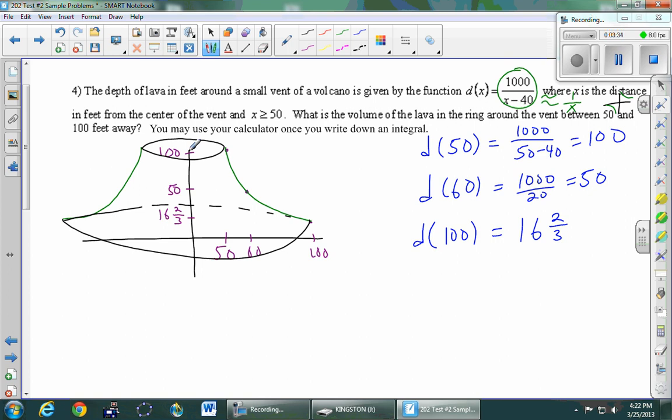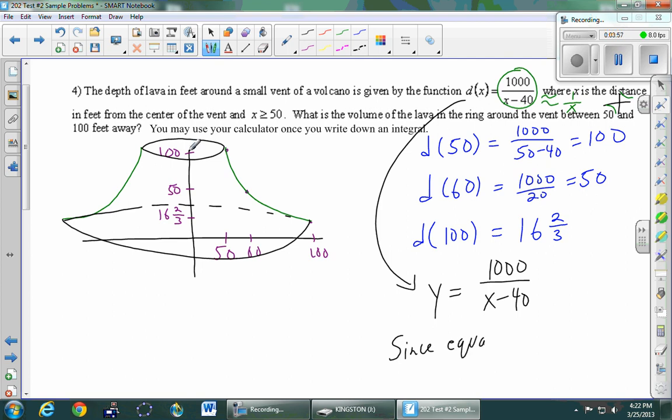So the next thing I want to do is point out that this equation is of the form y equals something, 1000 over x minus 40. And if you have an equation of the form y equals, then you'd really like your slice to be vertical because you already know what y is. So I'm going to go ahead and draw a vertical slice. I'll say since the equation is of the form y equals something, we prefer a vertical slice.